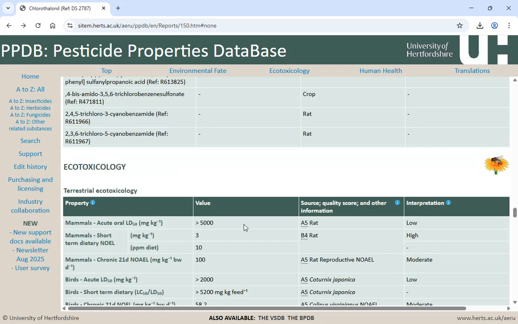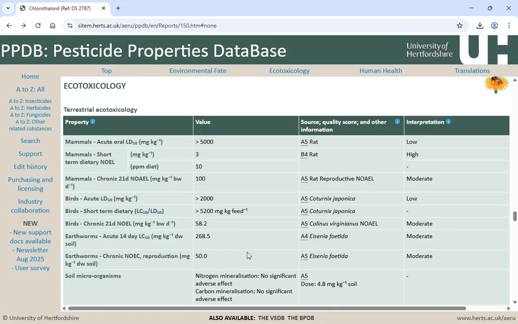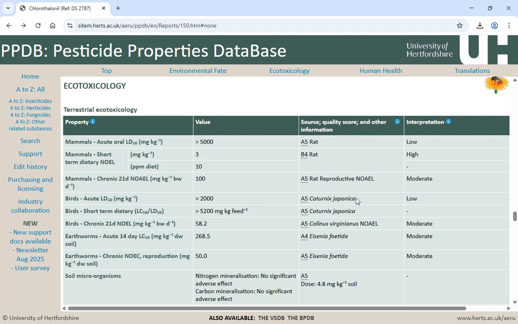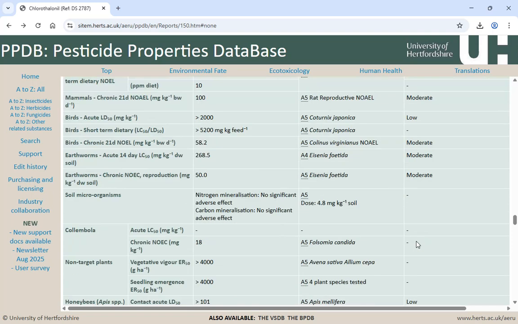That leads us nicely into ecotoxicology, similar sort of format, all your parameters down the left here, then your values for those parameters. Then we've got our quality barometer again, and we can see hovering over that, or clicking on it on a touch screen, shows you what those values mean. And then our interpretation again, whether they're high, moderate or low ecotoxicity in this instance.